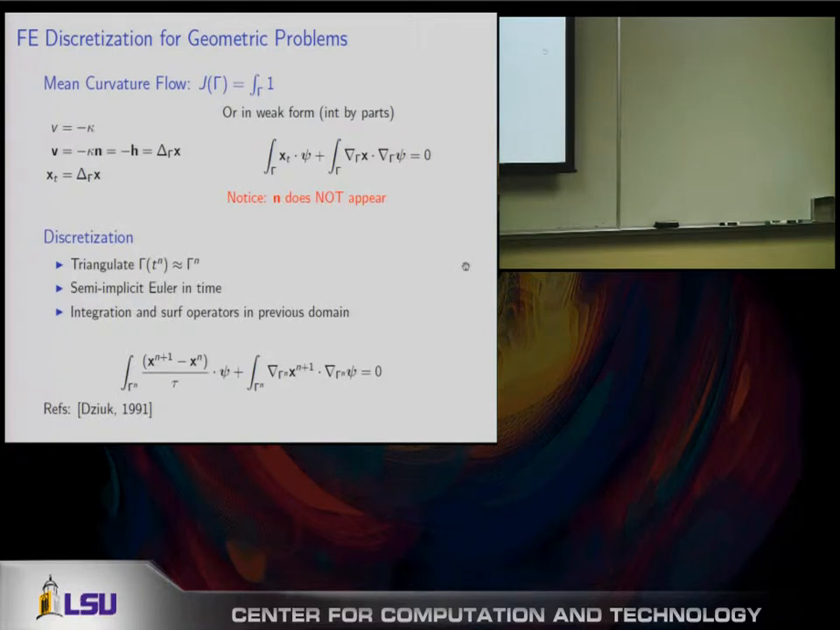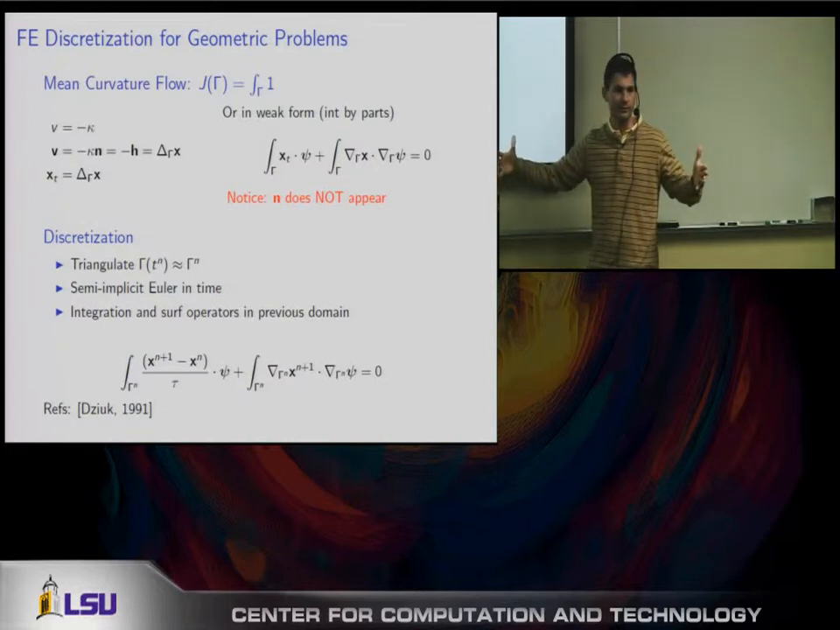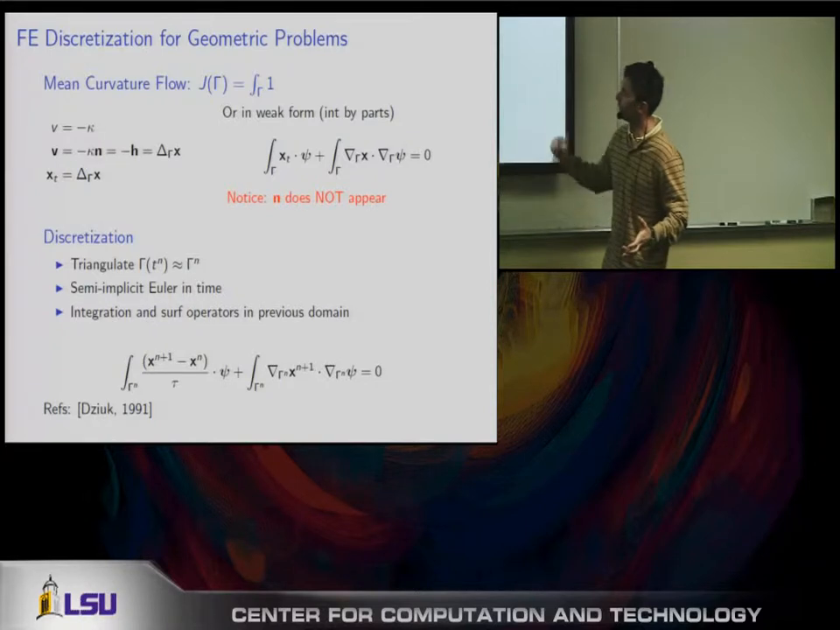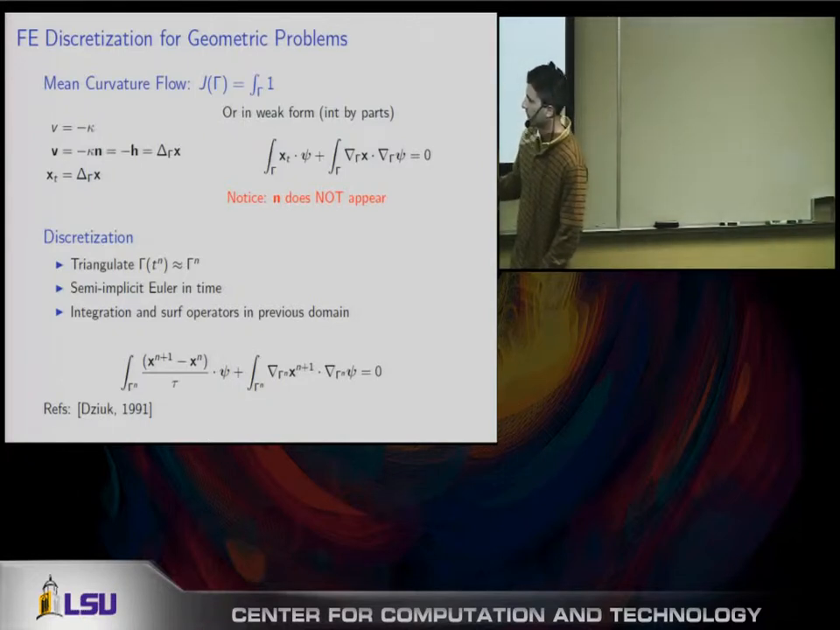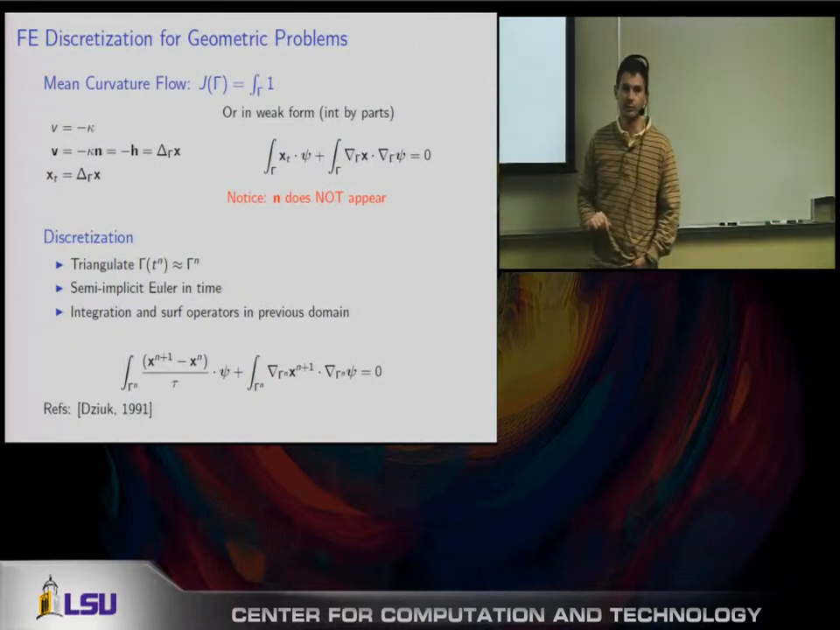So how does the method work? Well, first you discretize the domain with the triangulation. So we use the triangulated surface of the original continuous surface. And then we discretize with a semi-implicit Euler scheme in time. So that means that the time derivative is replaced with this incremental quotient. And the semi part comes because all the domains of integration are done in the previous domain, and all surface operators are computed with respect to the previous domain.